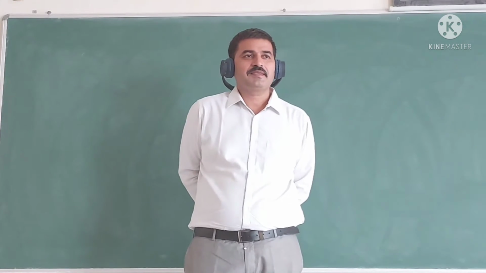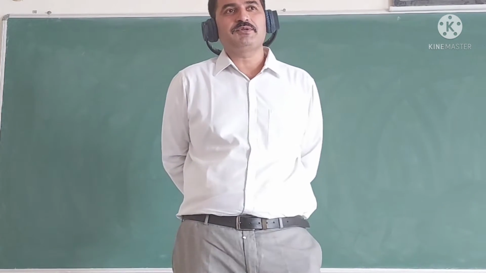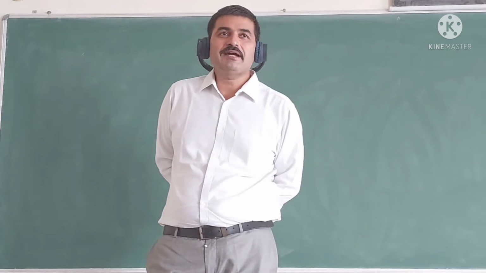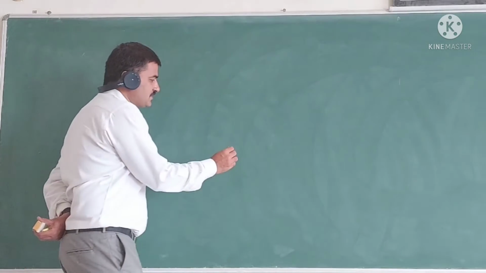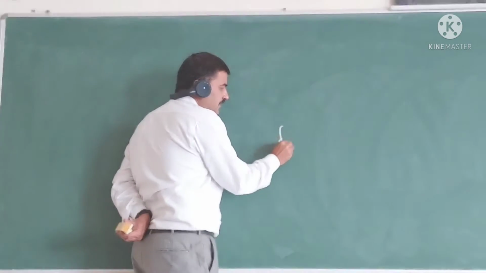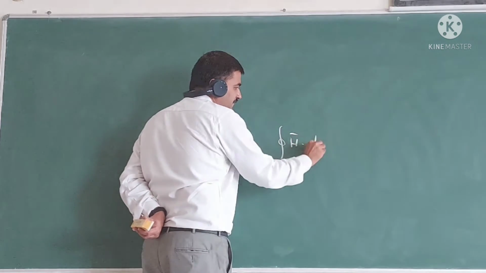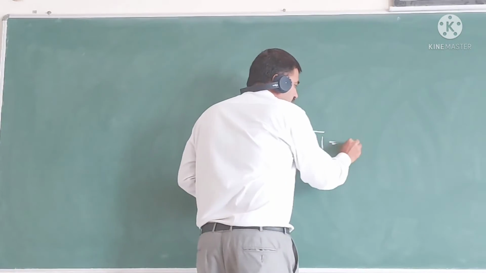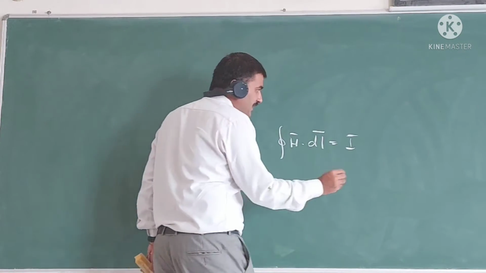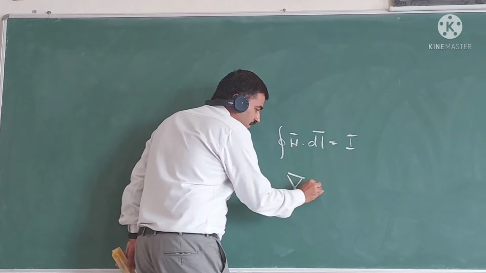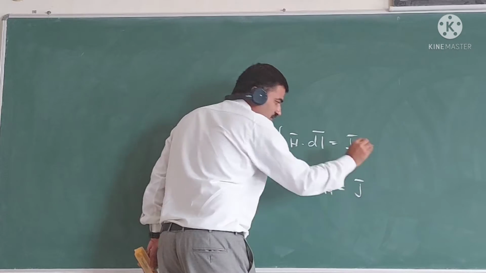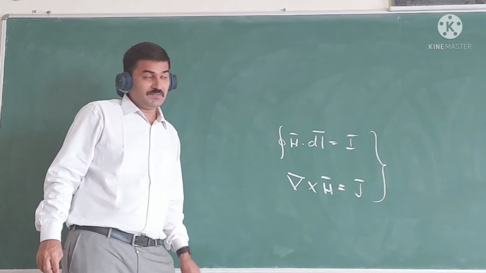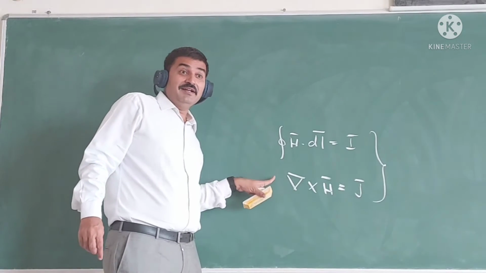In this class, we will discuss the application of Ampere circuital law. Before starting, we derived the equations for Ampere circuital law. They are: the line integral of magnetic field intensity around a closed loop equals the current enclosed, and the curl of H bar is equal to J. These two together we call Ampere circuital law. This is in integral form and this is in differential form.